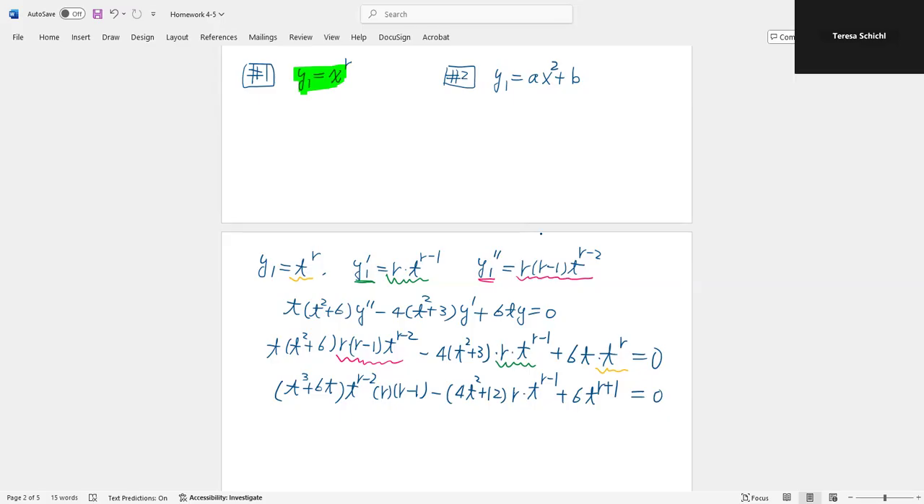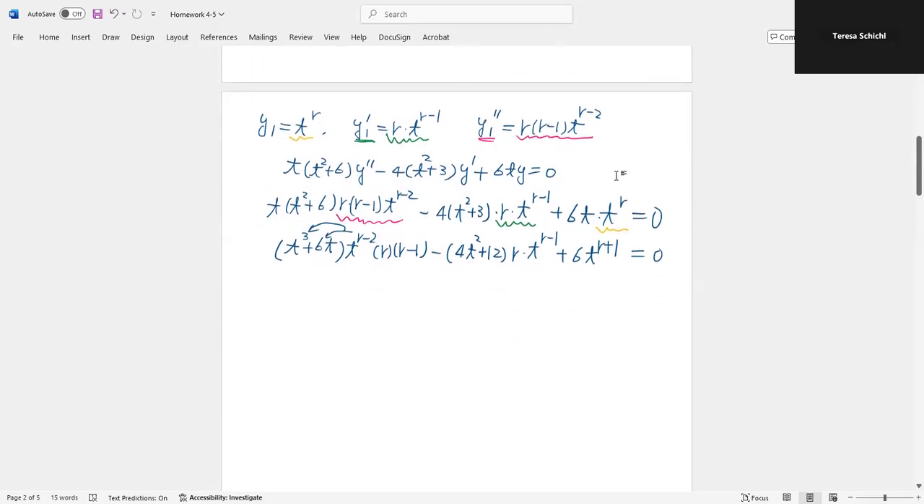Okay, so now I continue to simplify here. I'm going to do the distributive property. The first one is going to have r times r minus 1, t to the r minus 2 times t cubed will give t to the r plus 1, correct? And then plus 6r times r minus 1, and t times t to the r minus 2 will give me t to the r minus 1, okay?